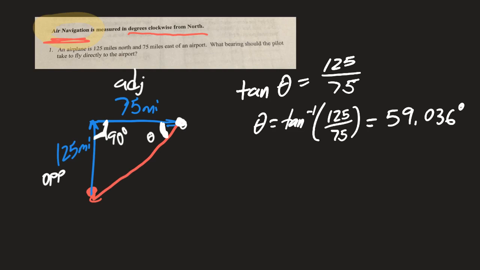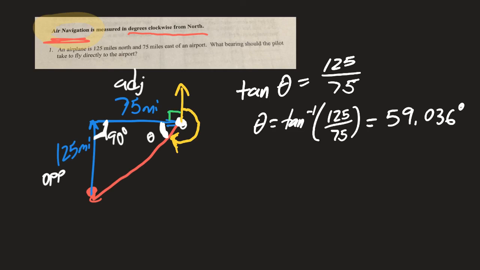Now, remember, air bearings are measured from north. So let's make a mark at north. Here's north, and I'm going to go around clockwise. I need to go all the way around to here, and I need to figure out how big that angle is. Now, this can be a little bit tricky. How am I going to figure out how big that angle is? There's a couple of different ways we can look at this. Number one, the whole circle has to be 360 degrees.